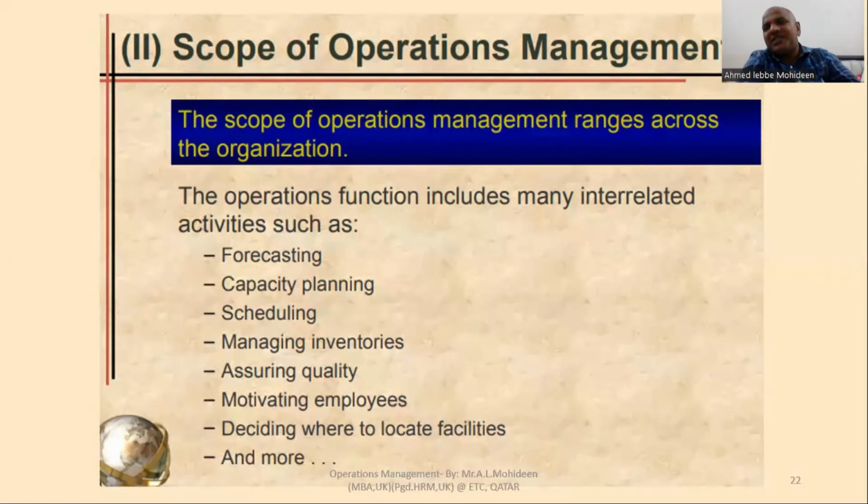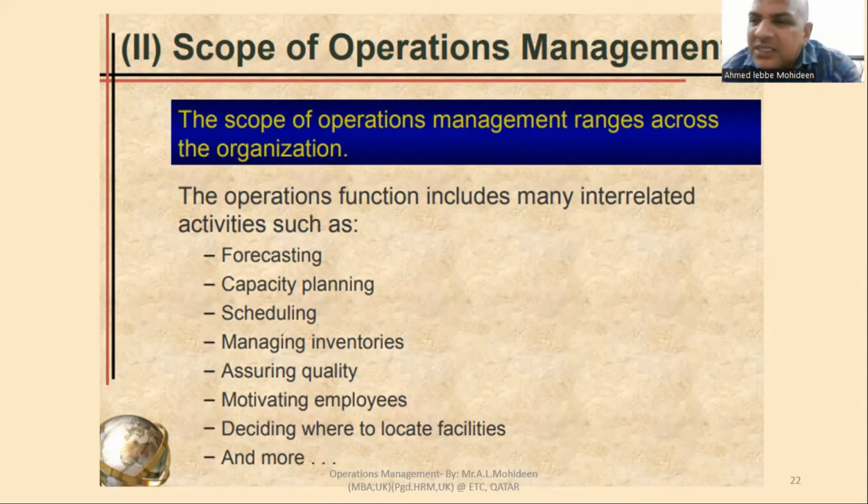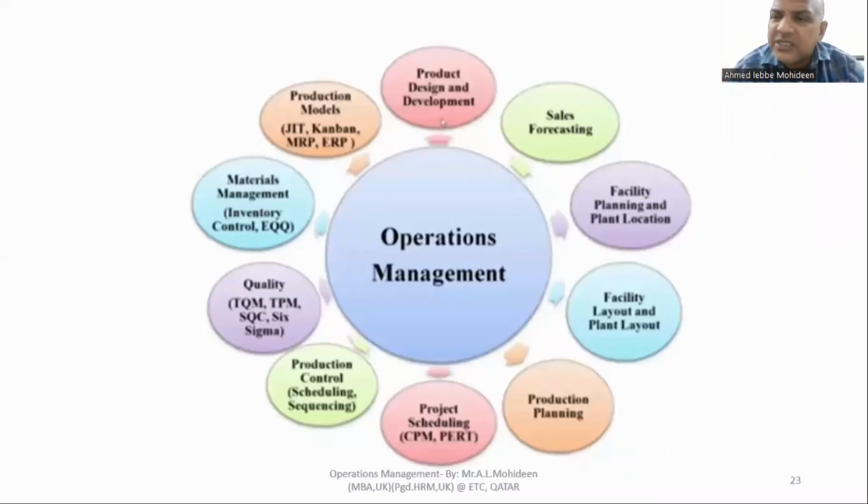The shirt should be a shirt, according to the standard: material wise, size wise, and the neatness, how it is made. It should be neat, and quality wise, it should be good. And motivating employees. When the activity is taken by the operations, it will motivate others to do. And deciding where to locate the facilities, you have to think about. These are the areas you have to think about under operations management.